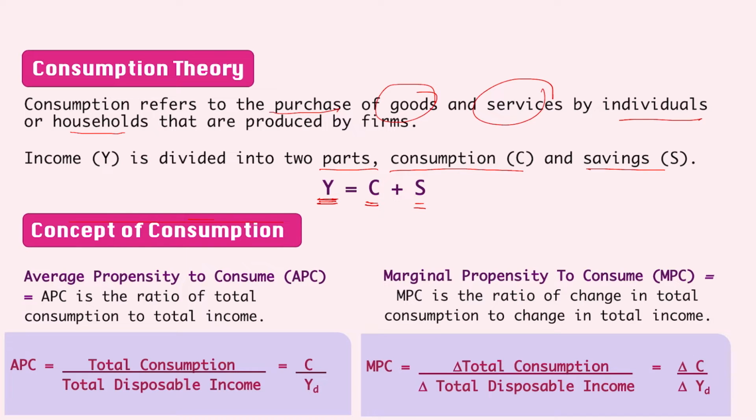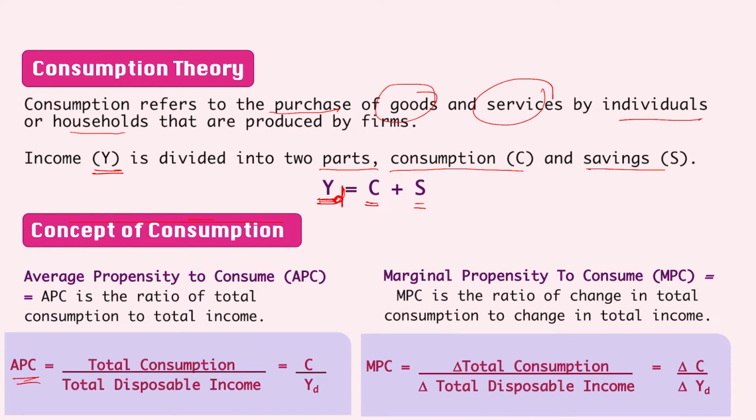So here we go to the concept of consumption. First, average propensity to consume. What is average propensity to consume? This is APC, the ratio of total consumption to total income. To calculate the APC, total consumption divided by total disposable income, C divided by disposable income. Actually, this income we refer to as disposable income, which we denote as YD. Meaning that APC is the portion of your income that is used for consumption, for shopping, for example.